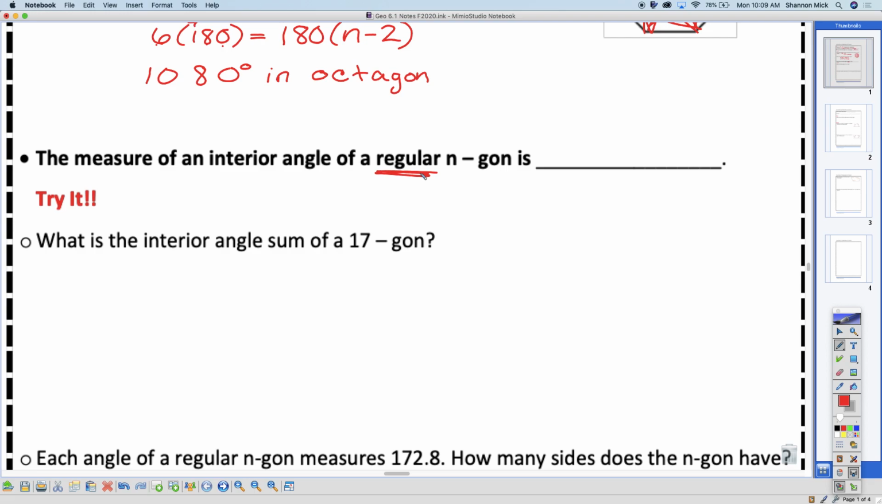What does regular mean? It means all the sides are the same. So if you want to put, all sides are equal.